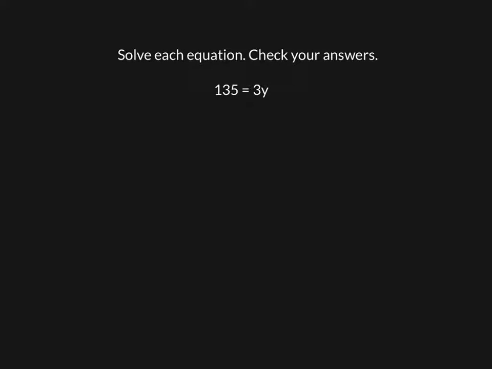All right, same directions, solve the equation, check your answers. So I see 135 equals 3y, 3 times y. So I need to divide both sides by 3 to try to get that y by itself. So I know that the right side's going to reduce down to y equals. Now, I'm going to show my work off to the side. This is going to be kind of like my scratch work. I don't want to do all my work underneath, because that makes things messy. So I'm going to do my scratch work off to the side.